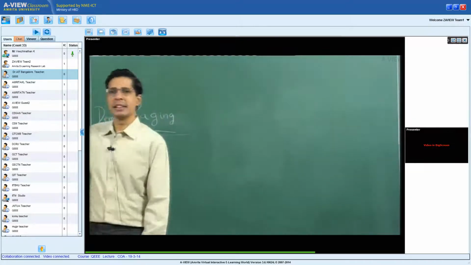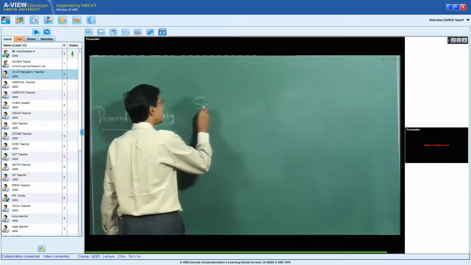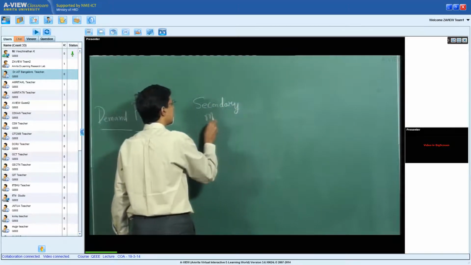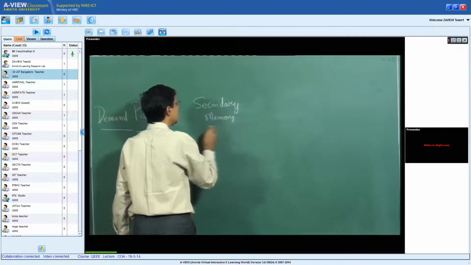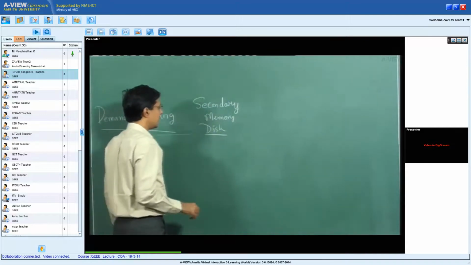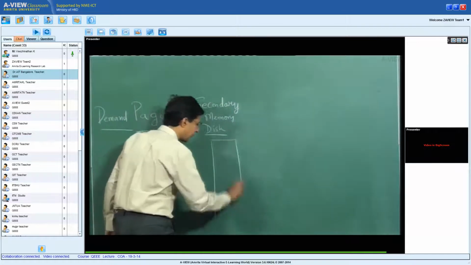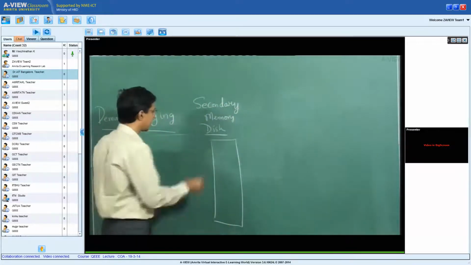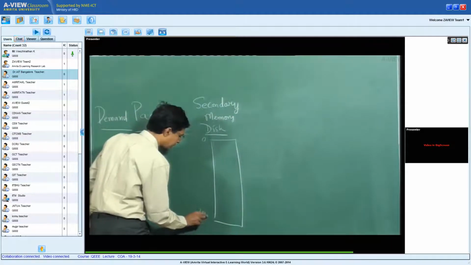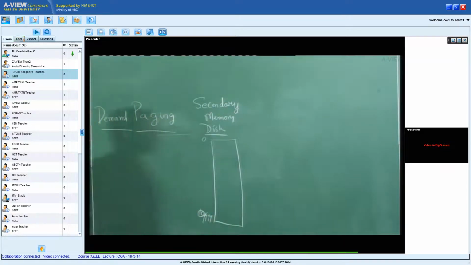This demand paging uses 2 memories. One is the secondary memory, this is typically the hard disk that you have, and this is very large in size. So let us say the size of this memory for our understanding be something like 0 to 9,999. So totally 10,000 locations.